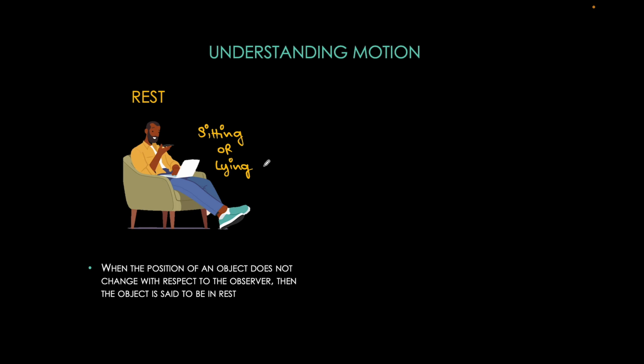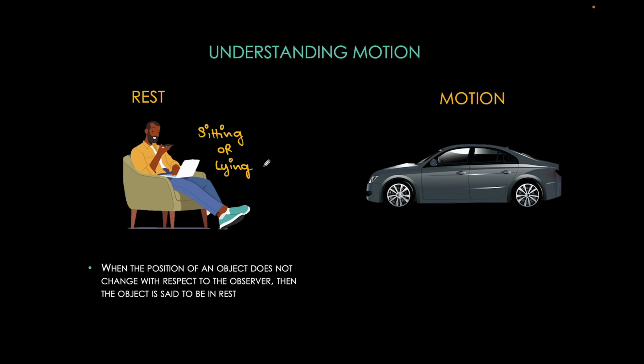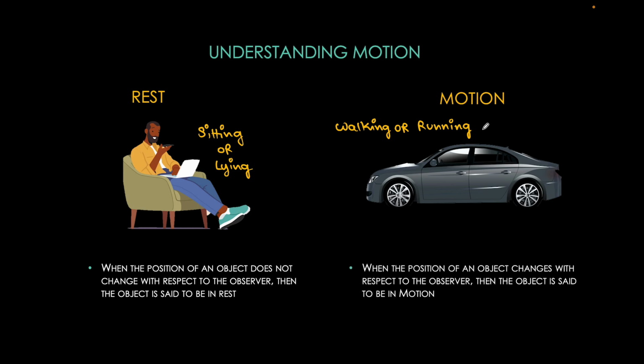Now we can move on to motion. So basically anything which is moving like this car, or let's say if you are walking or running. So all these examples are examples of motion. So if you need to write the definition of motion, we can write that when the position of an object changes with respect to the observer, then the object is said to be in motion.